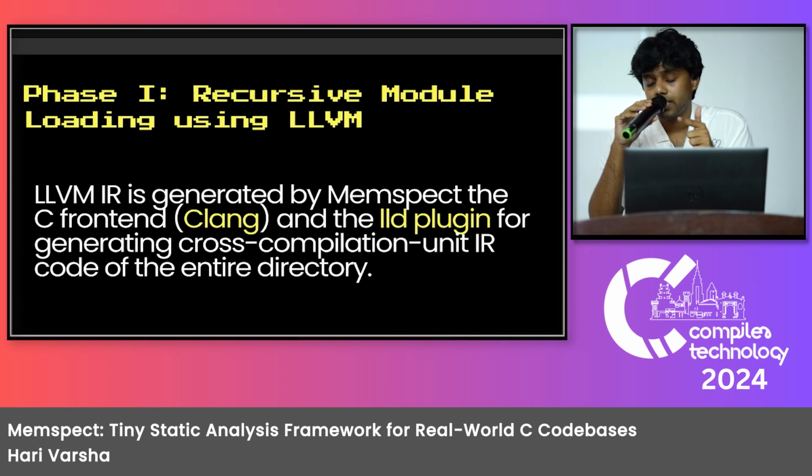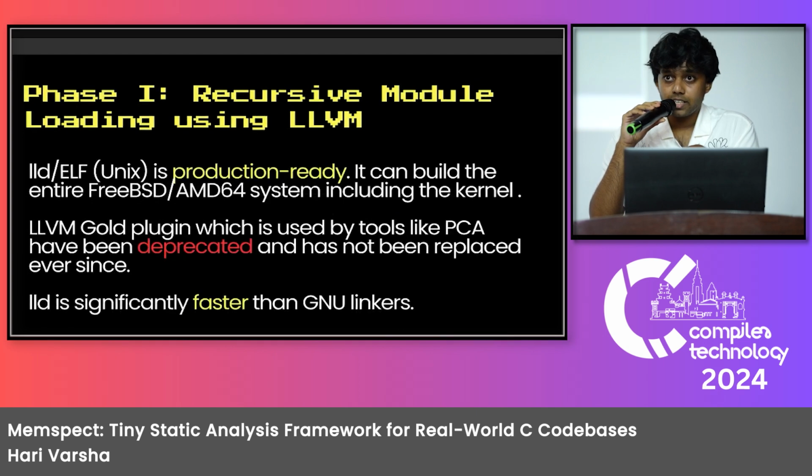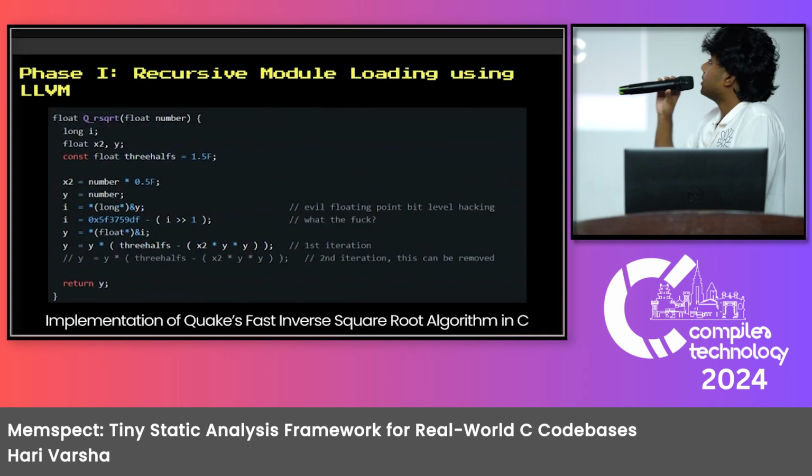So this is really interesting. The reason why I used the LLD plugin is because the LLVM Gold plugin is deprecated, and the majority of static analyzers such as PCE and SVF all use the LLVM Gold plugin, and every time I go through it, it just doesn't work. LLD is really fast. You guys have to look at the benchmarks. So I just used LLD. Can I see the code?